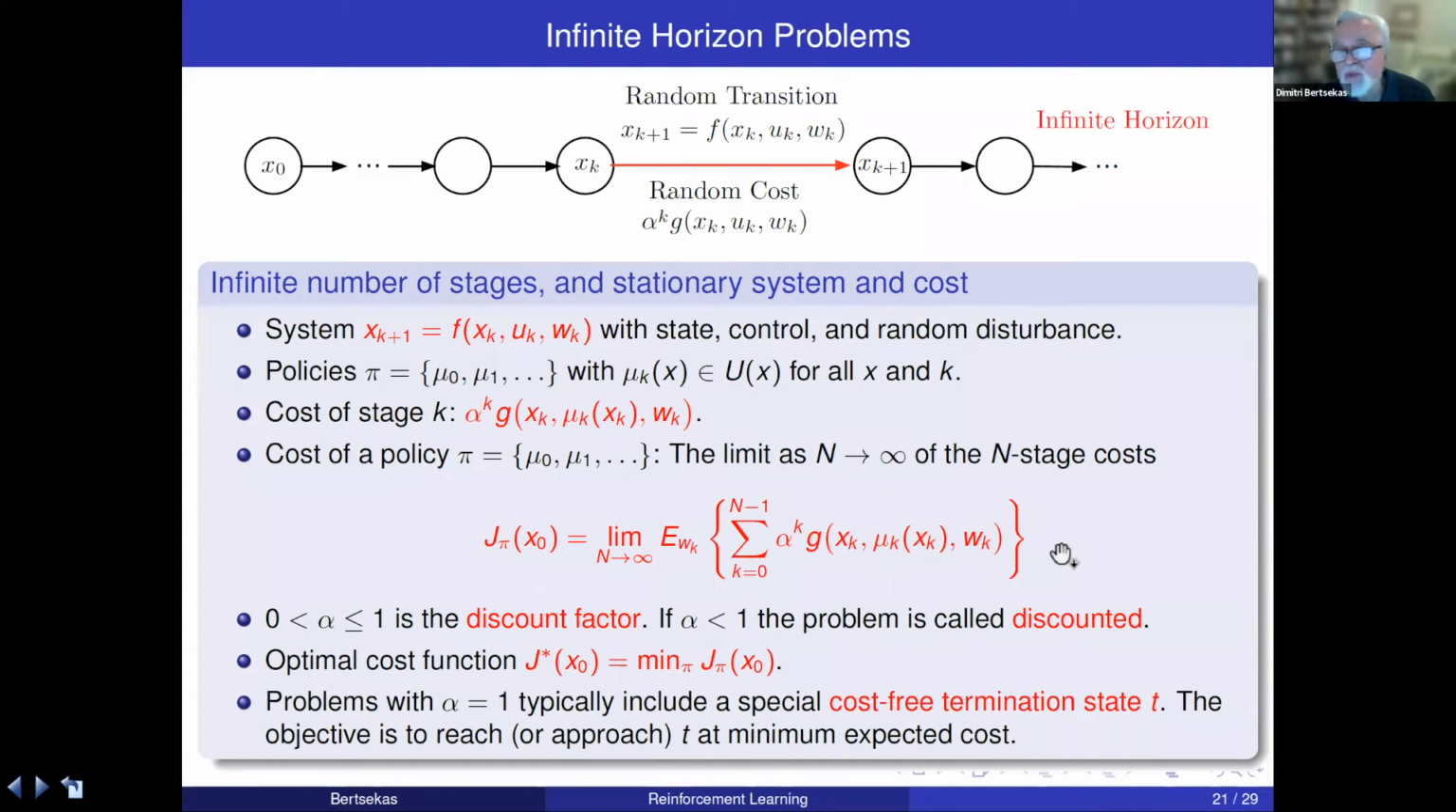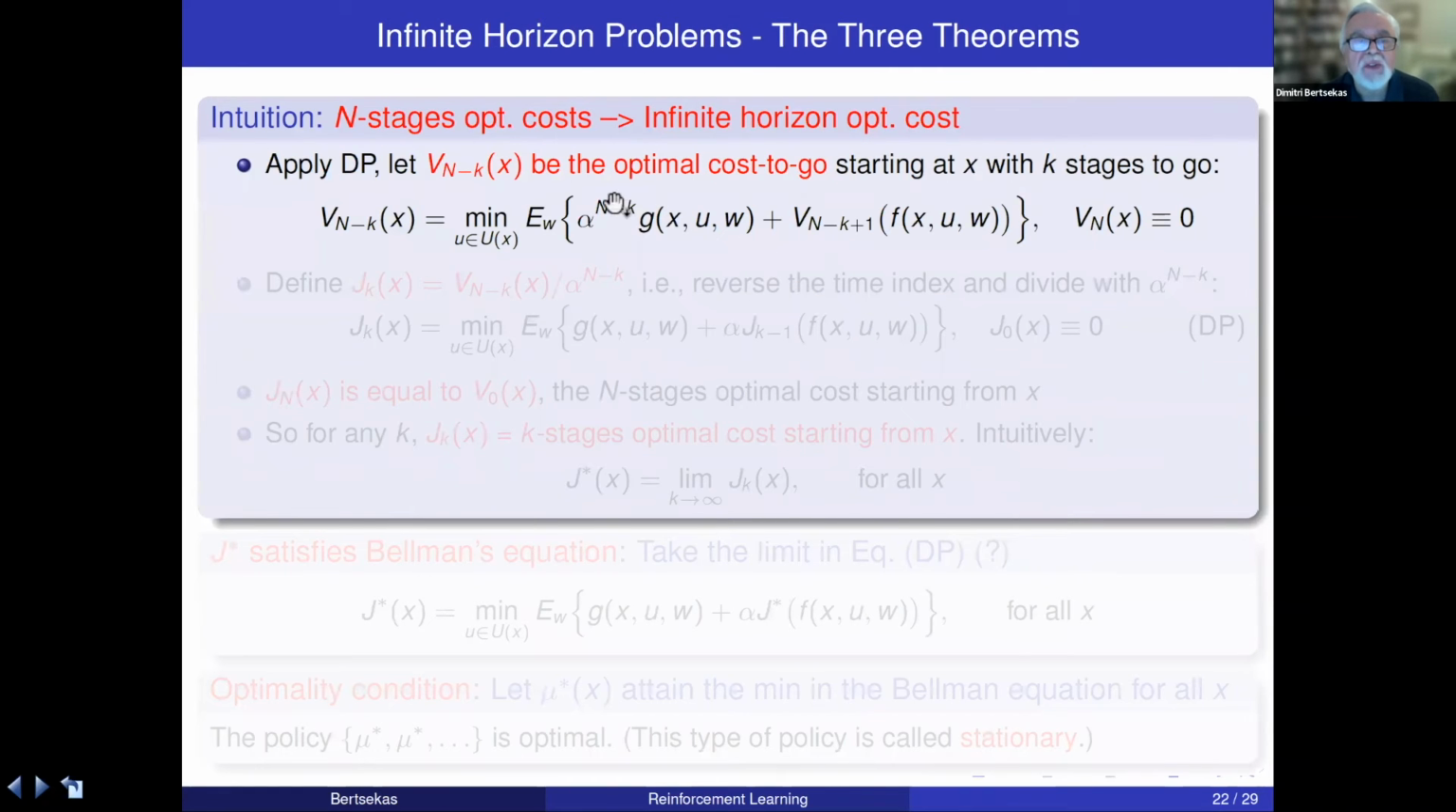So how do we approach this problem? Well, it makes sense to think that the n stages optimal costs approach the infinite horizon optimal costs as n, the length of the horizon, goes to infinity. So let's see where this intuition leads us. Let's consider the n stages version of the problem, and let's call Vn minus k the optimal cost to go starting at x and going for k stages.